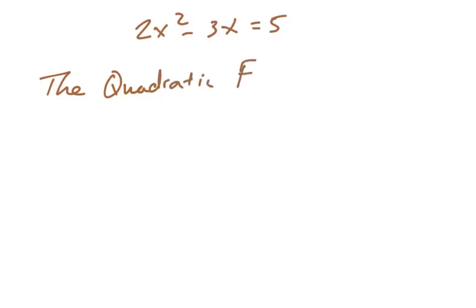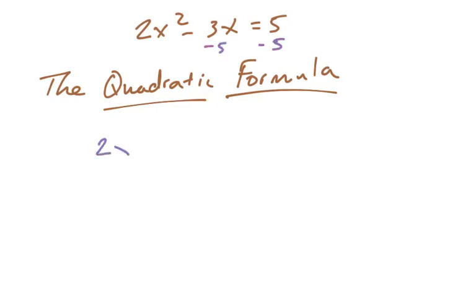And in another video, I'm not going to show it here, I'll show you how the quadratic formula really is nothing more than completing the square. But first, what we want to do again, just like we did before, is subtract 5 from both sides. And we'll get 2x squared minus 3x minus 5 equals 0.